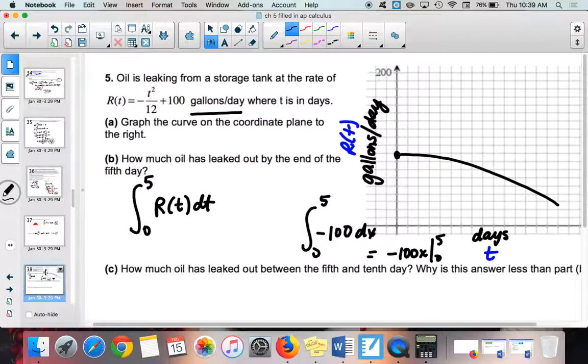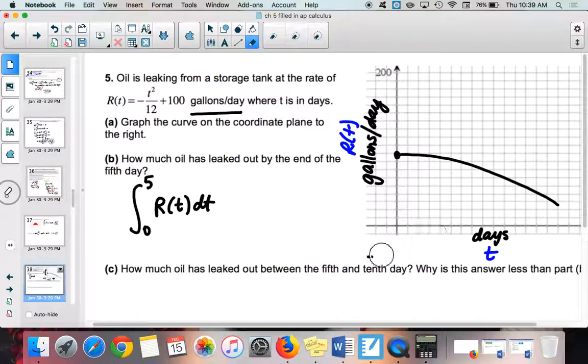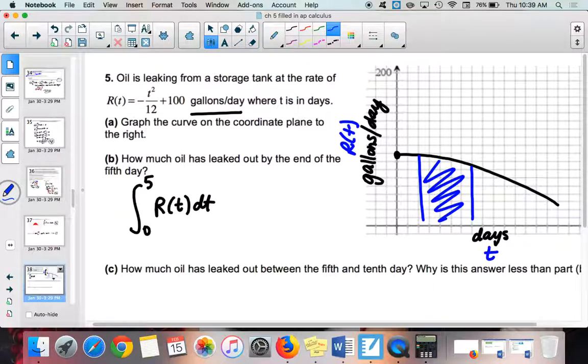That would be negative 500. Does this make sense why we're integrating this? And our units would be gallons. The reason our units are gallons is because this is finding an area. It's actually from 0 to 5, right? You don't have to draw this, but from 0 to 5, 1, 2, 3, 4, 5. It's finding this area here.